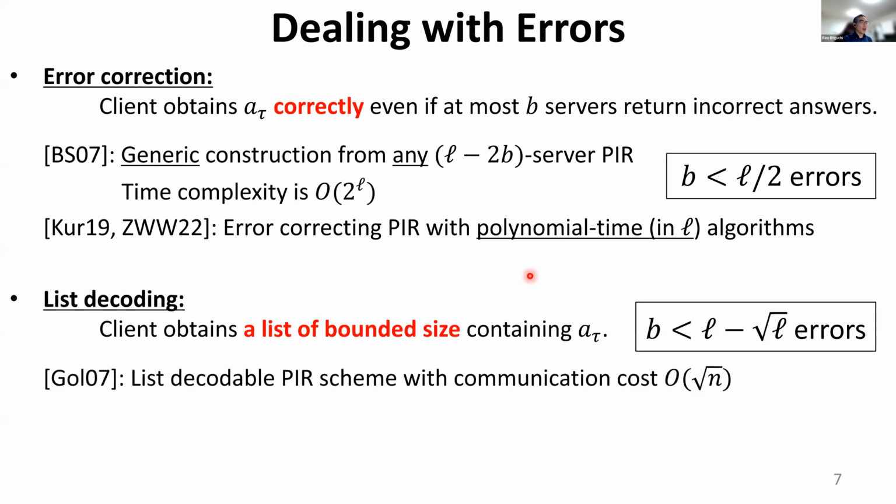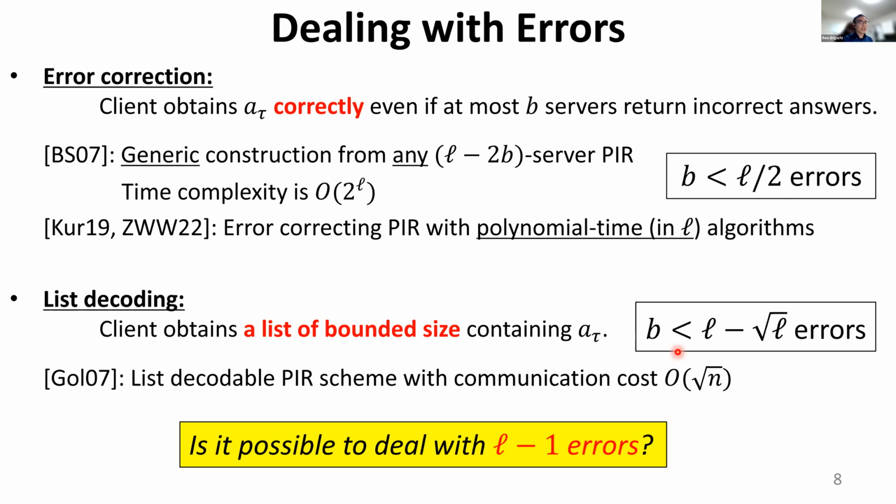So to deal with a larger number of malicious servers, a weaker security notion of list decoding was proposed, which guarantees that a client obtains multiple values, including a correct one. Although it can deal with more than L over 2 errors, there is still a limitation on the number of detectable errors. So then a natural question is whether it is possible to deal with the maximum number of errors if we introduce a much weaker security notion.